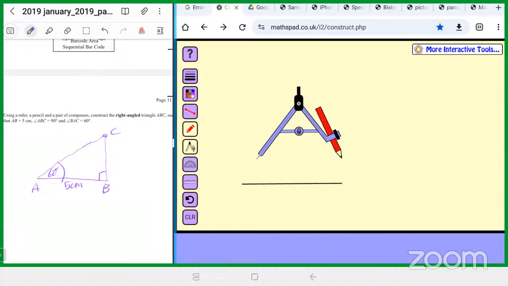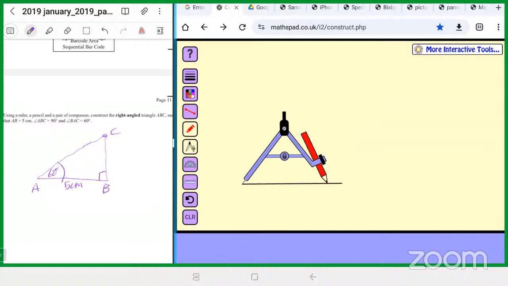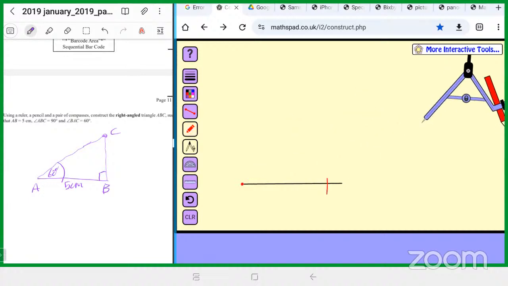Then you come here to the end of the line and you mark your 6. Mark where the 6 is by doing that. Right? So that's where the 6 would be. And then you can basically sort of label it. Well, let's not label it. So that is the AB.